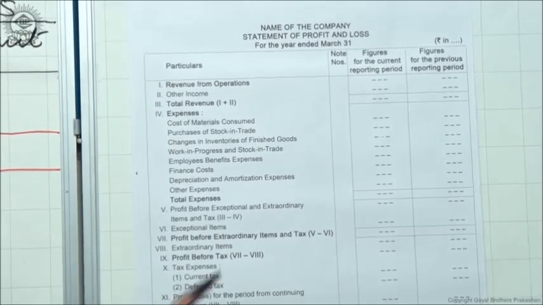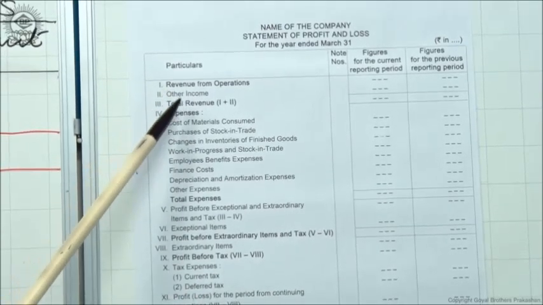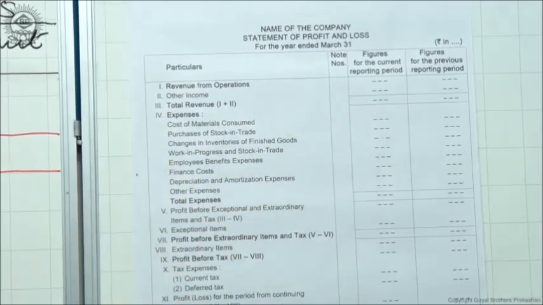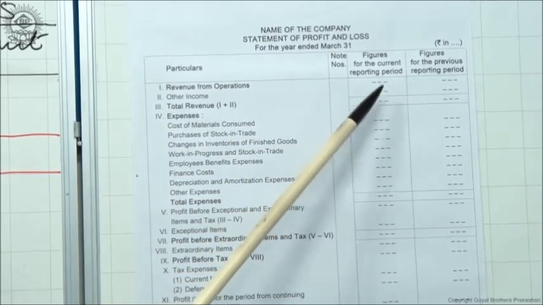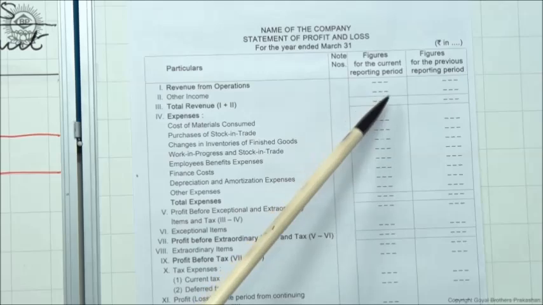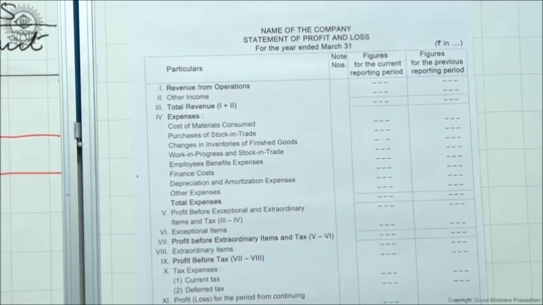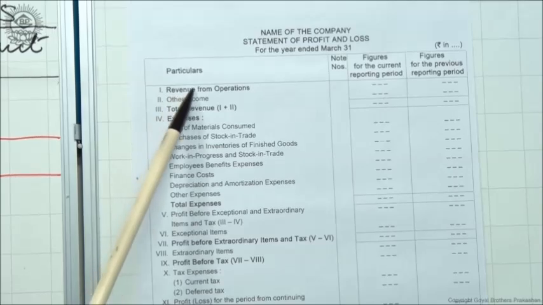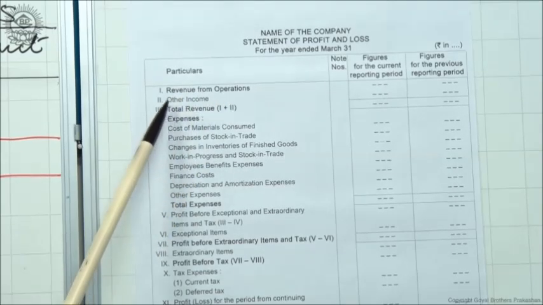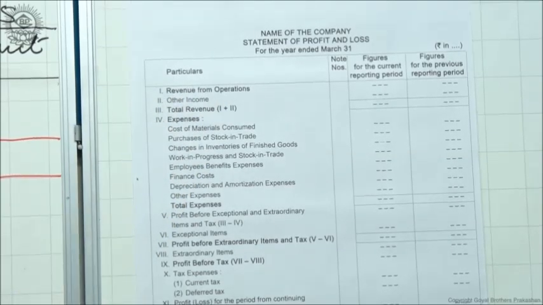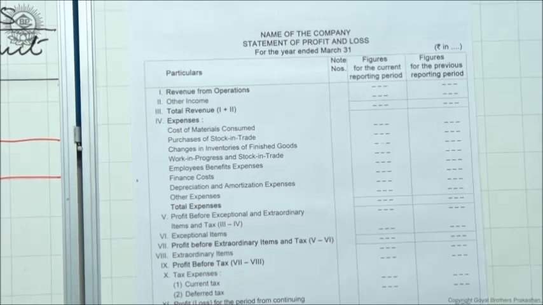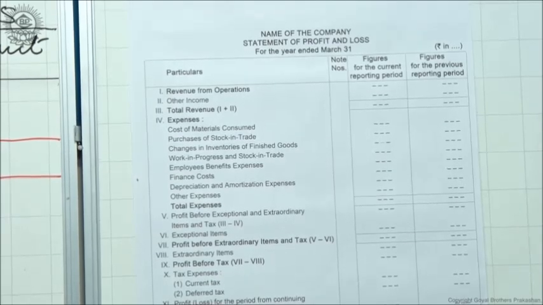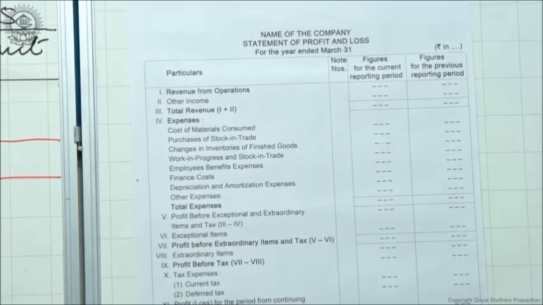So we will total up these two and this total will come here. This is the major source of revenue for a company: the total of two types of income. One is the regular income, which is revenue from operations. The other is other incomes, which is not the regular income of a company, but comes from sources other than the normal business of the company.